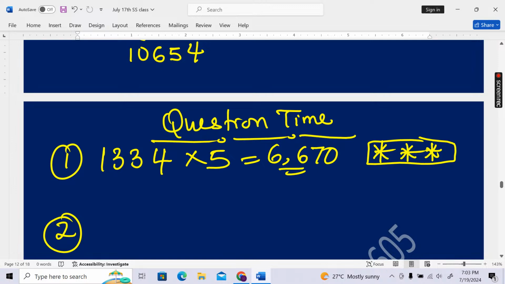All right, so let's move on to the next question. This next question will also give you 3 stars. So what is 768 times 5? Do it mentally.